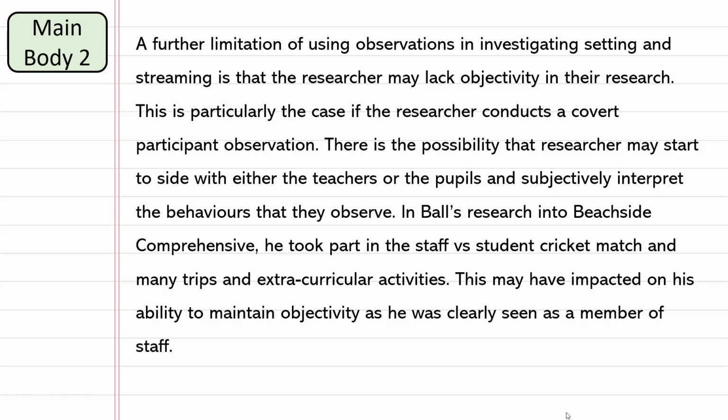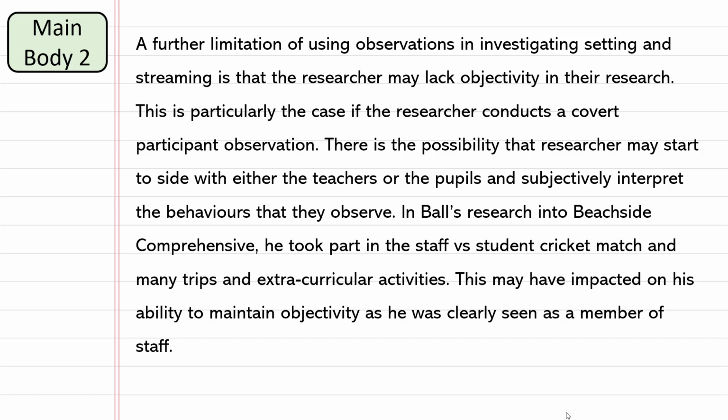What we're going to do is add in the context now. There is the possibility that the researcher may start to side with either the teachers or the pupils and subjectively interpret the behaviours that they observe. So they may start to side with the teachers or the pupils depending on what they see. You can lose objectivity in a participant observation, and this is an issue.